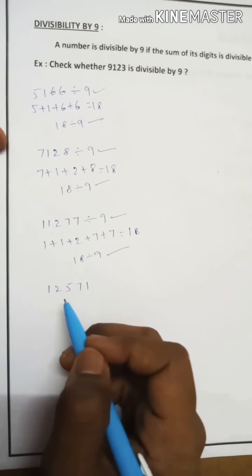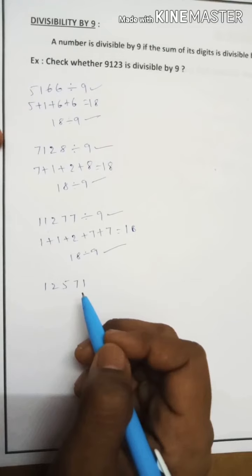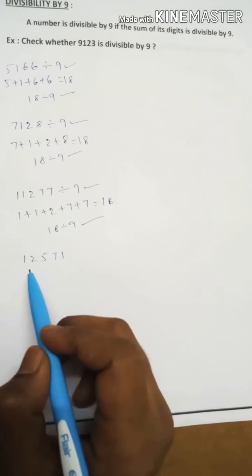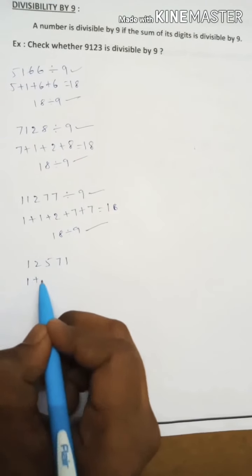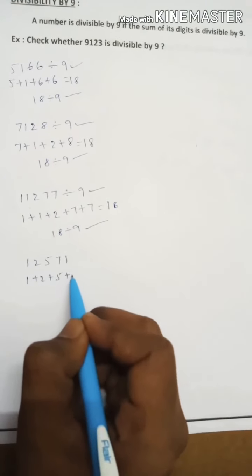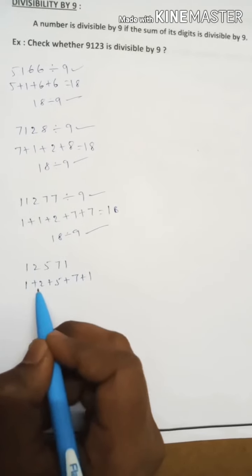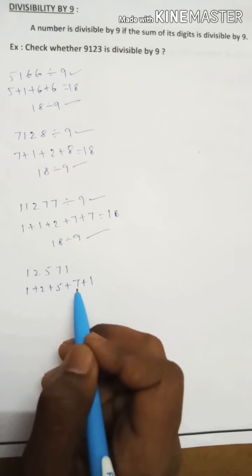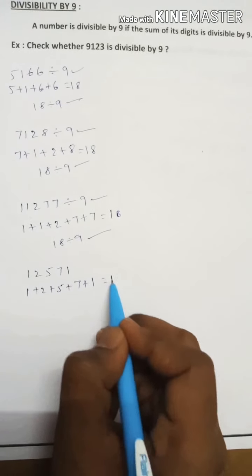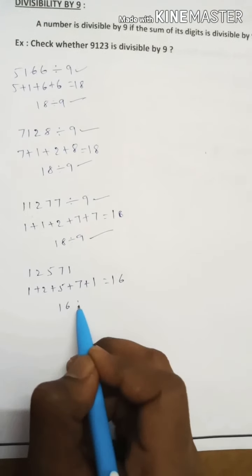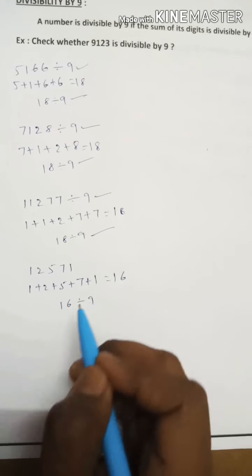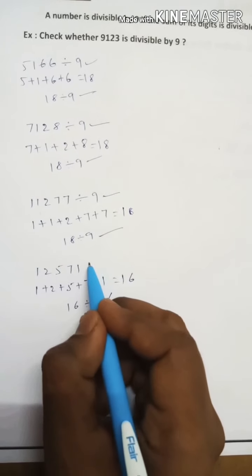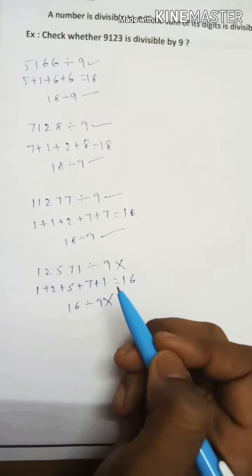Now let us check whether 12,571 is divisible by 9 or not. Add these digits. 1 plus 2 plus 5 plus 7 plus 1. 1 plus 2, 3. 3 plus 5, 8. 8 plus 7, 15. 15 plus 1, 16. Is 16 divisible by 9? No. So from this we can say that 12,571 is not divisible by 9.